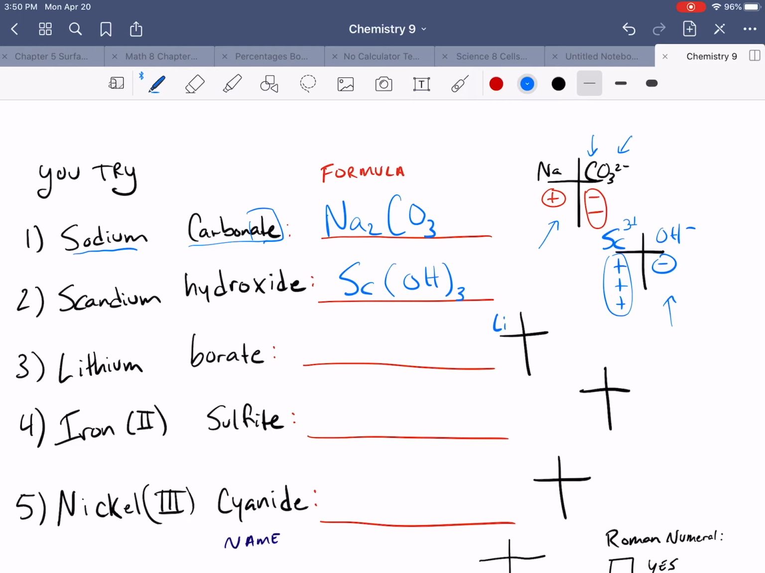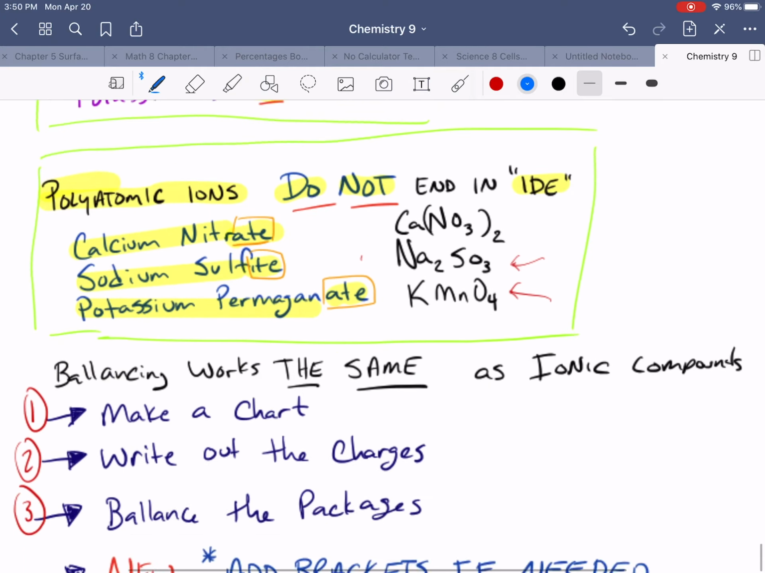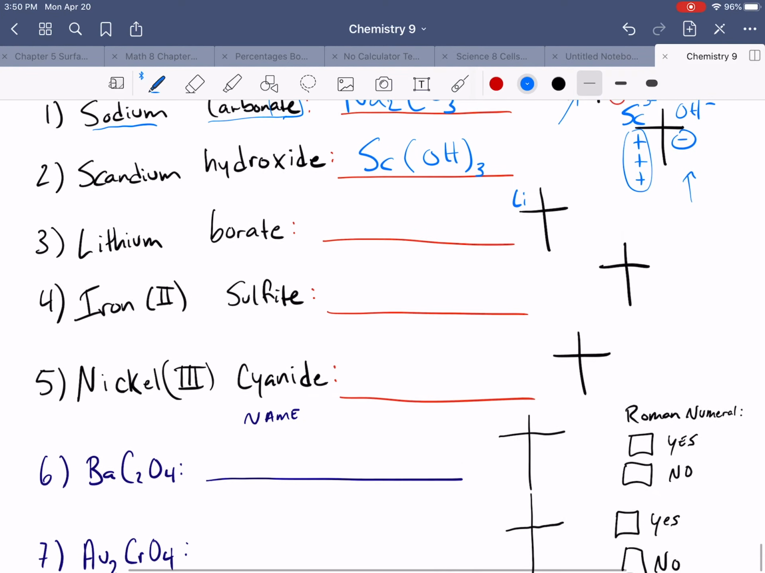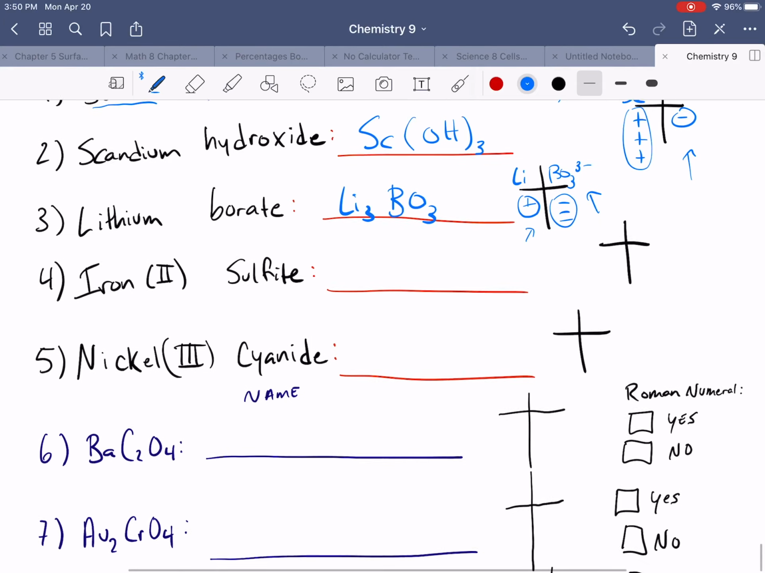Lithium borate. Borate is BO3, I believe. Oh, I have to just take a look because my periodic table is so bad. Borate, BO3, and 3 minus, okay? BO3 and 3 minus. Lithium is 1 plus. I notice that lithium's the one lacking. It needs 3, so Li3BO3. No brackets needed because borate happens to have more.